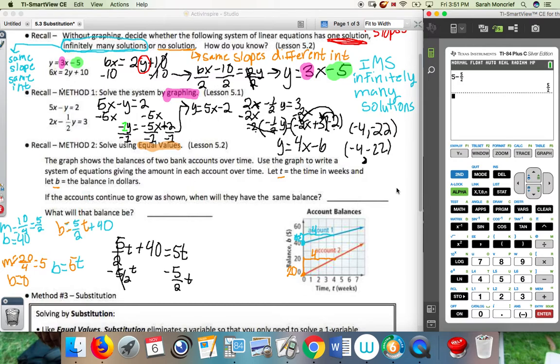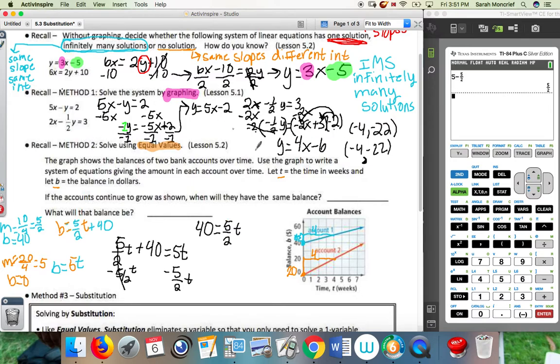What is 5 over 2? Why am I perplexed by this? Oh yeah, that makes sense. All right, so we now have 40 is equal to 5 over 2 t. And we still have to get this t by itself.